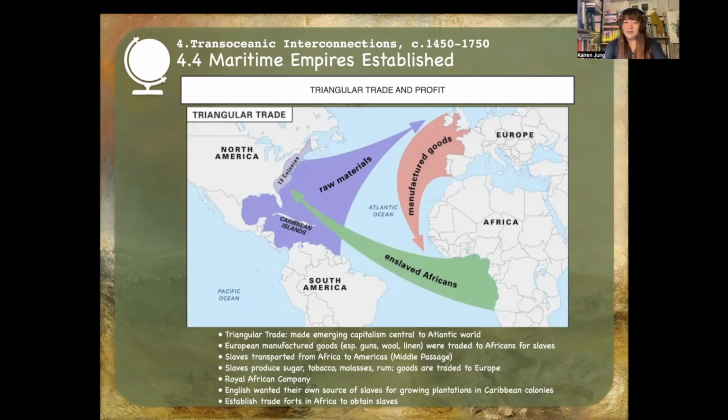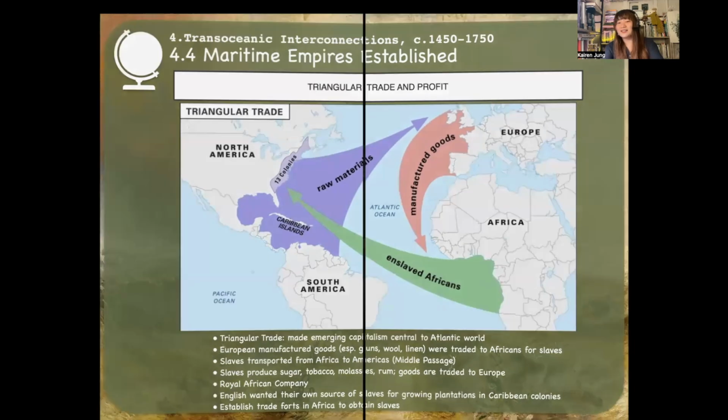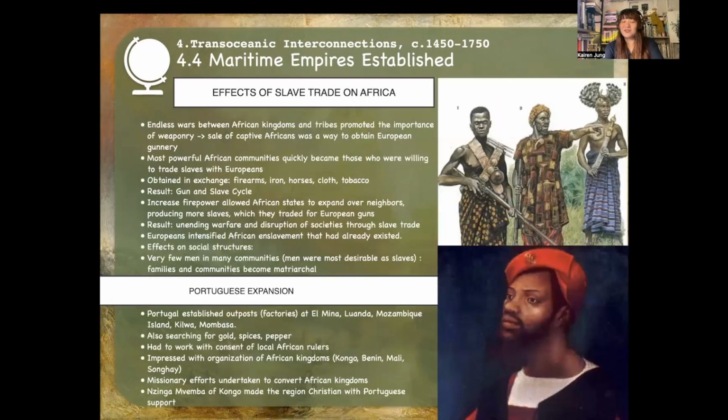The Royal African Company was established. The English wanted their own source of slaves for growing plantations in Caribbean colonies, and they established trade forts in Africa to obtain slaves. What were the effects of the slave trade on Africa?